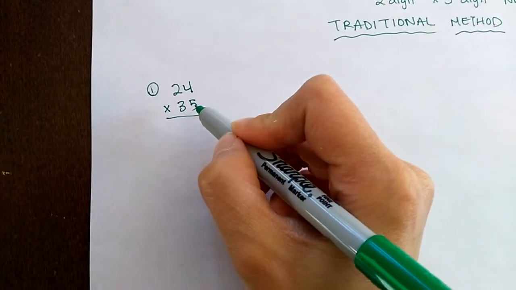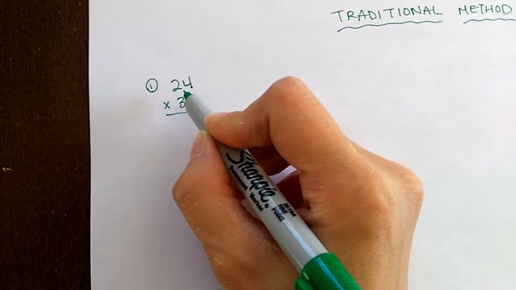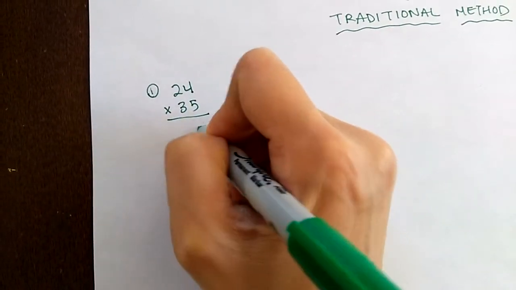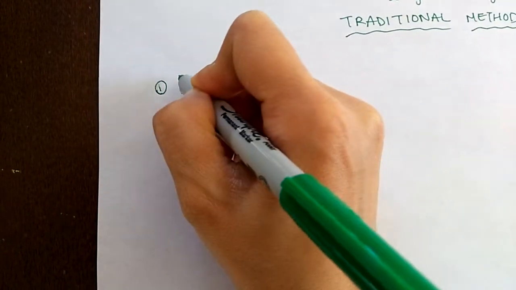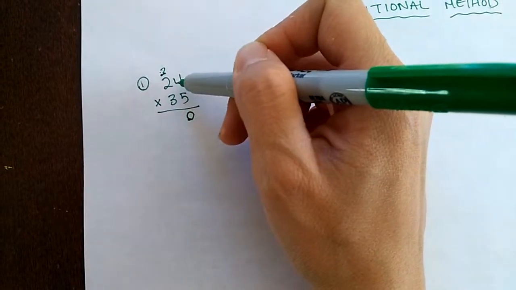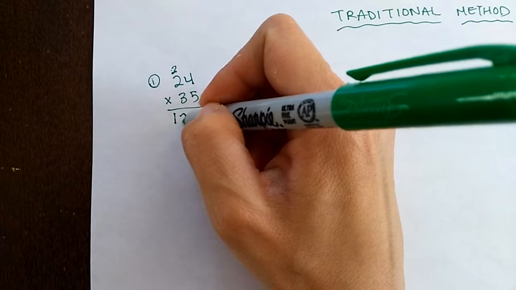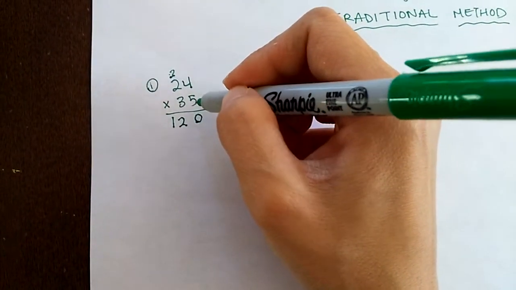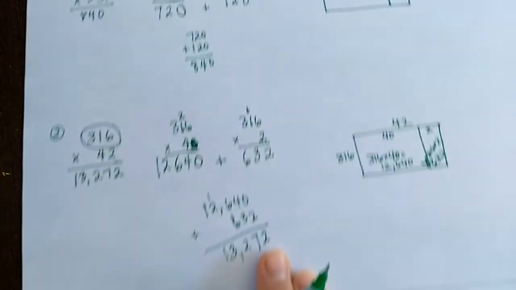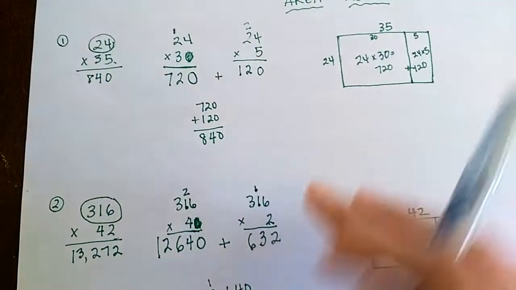So first, I am almost pretending that that 3 is not there, and I'm just doing 24 times 5. So 5 times 4 is 20. 5 times 2 is 10, plus 2 more is 12. So there I just did 24 times 5, and it was 120. Just like when we wrote it out, and I did 24 times 5, and it was 120.